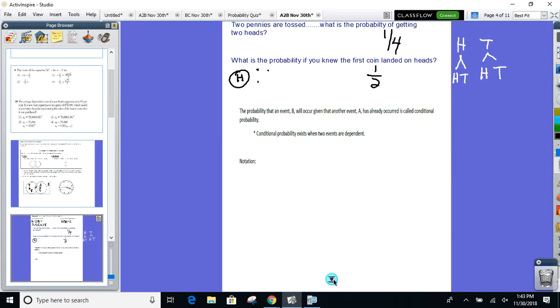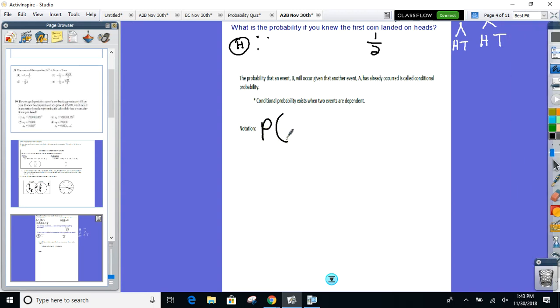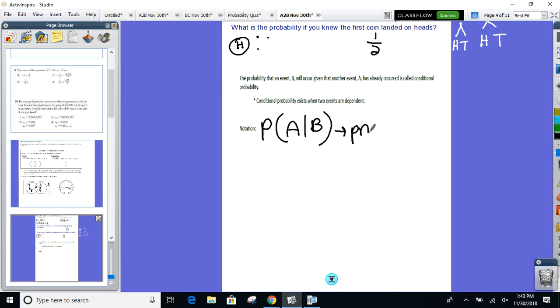Conditional probability. Here's the notation you will see. Probability of A, or it could be any letter, vertical line, B. That's the probability of A given B has already occurred. Probability of A given B has already occurred.